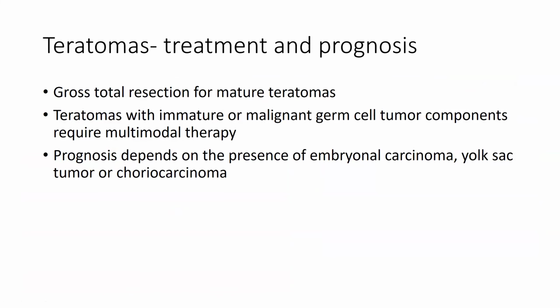For mature teratomas, however, the prognosis is great. Gross total resection is pretty much all those patients need. However, careful examination for immature or malignant germ cell components is needed, because those patients will require multimodal therapy. The prognosis really depends on the presence of embryonal yolk sac tumor, choriocarcinoma, or other malignant germ cell tumors that arise in a teratoma.